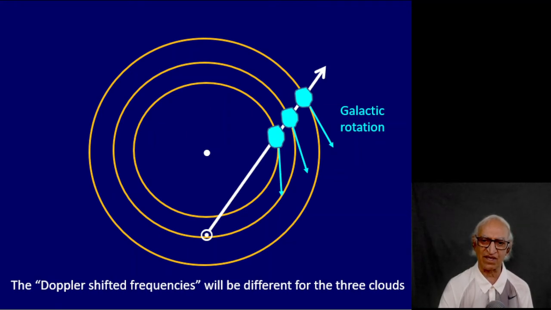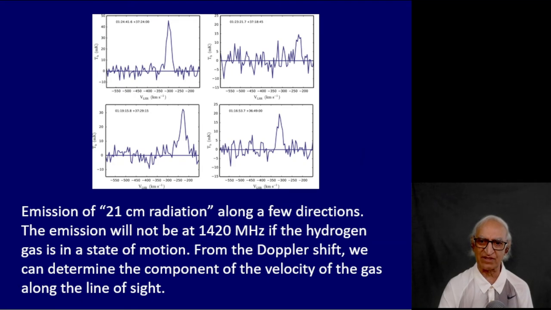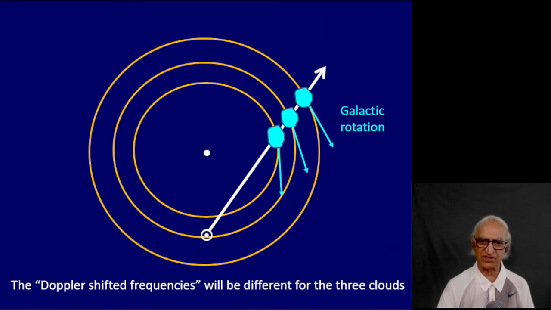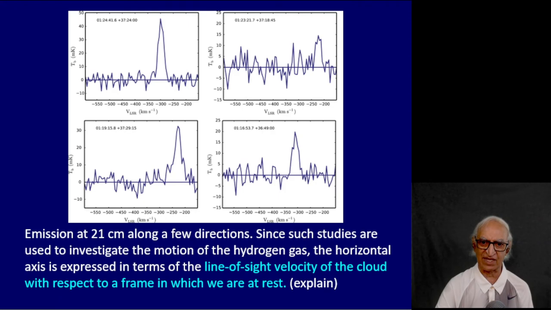So depending on whether, let's look at this cloud. Its velocity is tangent to the circle on which it's moving. The velocity of this cloud is tangent to the circle in which it is moving, and so on. So what we'll be measuring is the projection of this blue arrow along the line of sight, v cosine theta. And the Doppler shift will be different for these three clouds. That's what I meant in the previous slide by saying that what you expect to find in different directions is hydrogen emission intensity peaking at different radial velocities. So I hope this picture makes it clear that you do expect different radial velocities at different distances, because everything is going around the center of the galaxy.